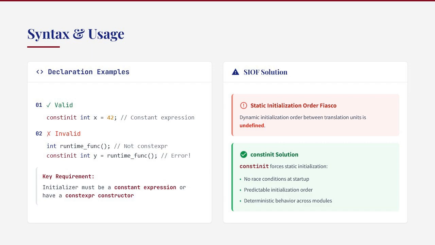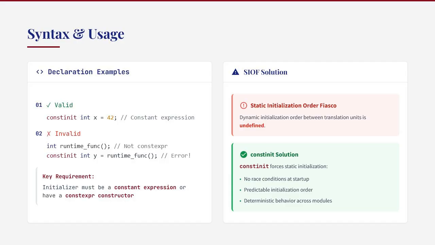Looking at the syntax, we can see that constinit requires a constant expression as an initializer. The first example shows a valid declaration with a literal value: constinit int x = 42. This works because 42 is a constant expression. The second example shows an invalid attempt to initialize with a runtime function call: int runtime_func(), then constinit int y = runtime_func(). This fails because runtime_func is not a constant expression.